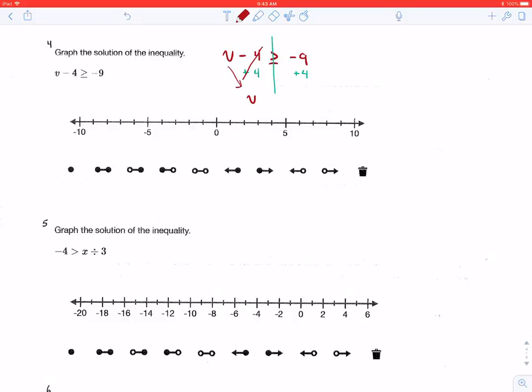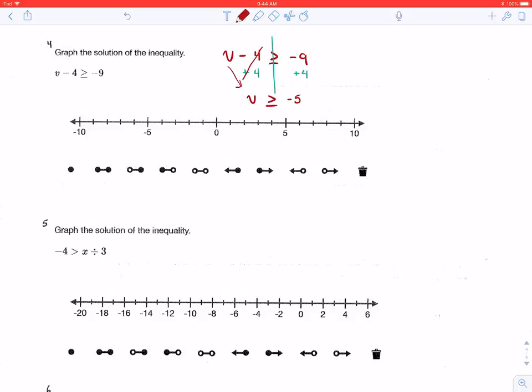And then on the right side, the negative 9 plus 4, 9 negatives and 4 positives are going to cancel out. And because there's more negatives than there are positives, you're going to have a negative 5 as your new number on the right side. And we're not going to change the inequality symbol in the middle, because we didn't multiply or divide by a negative. Only when you multiply or divide by a negative do you flip the symbol.